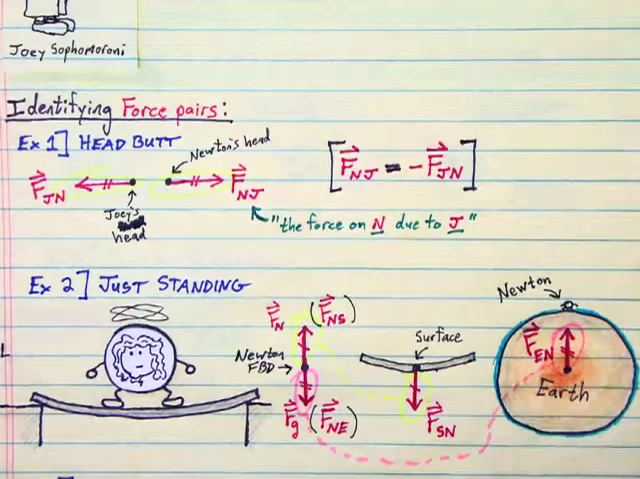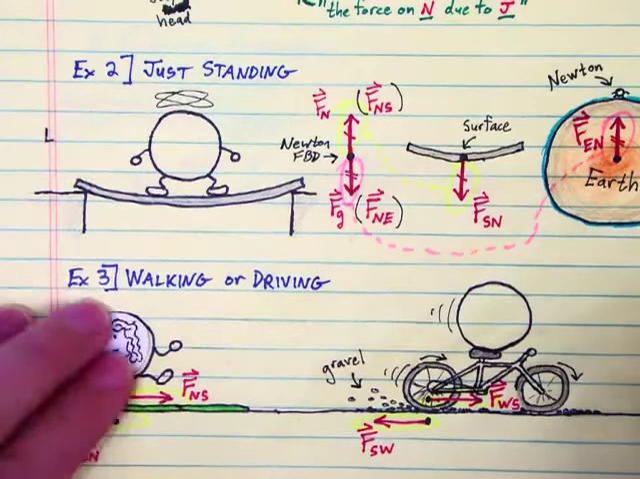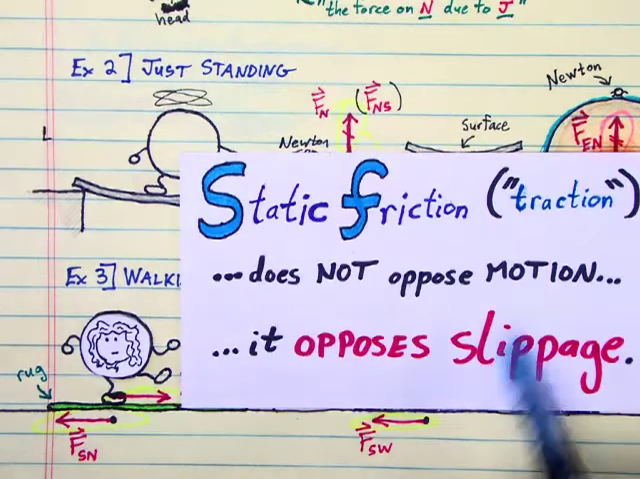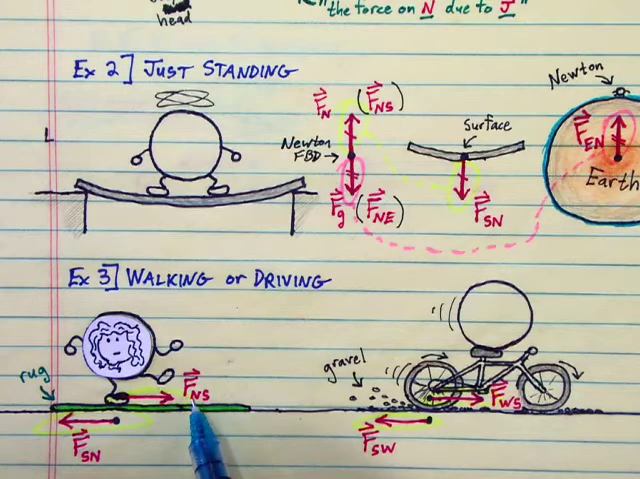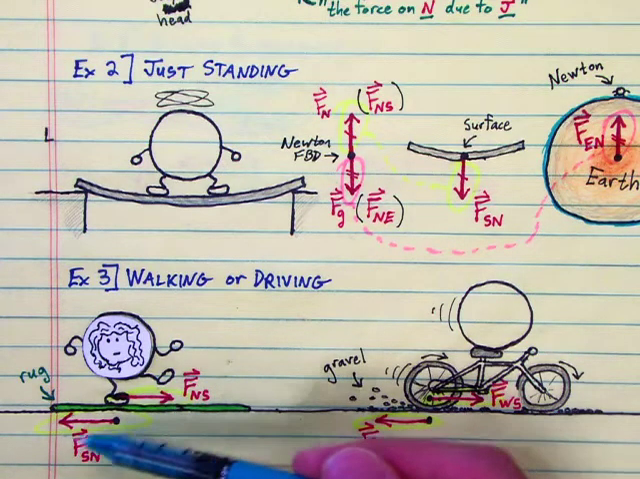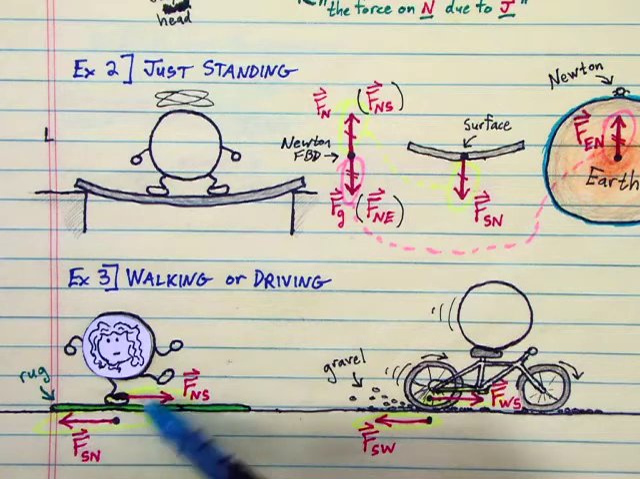Example 3. Suppose you're walking or driving along. In order to take a step, in order to propel yourself to the right across the floor, you need that static friction, that traction between the floor and your foot right there. So that would be this force on Newton due to the surface, that's static friction, pushing Newton to the right. But at the same time, Newton's foot would be pushing backwards on the floor, a force on the surface due to Newton. There's your equal and opposite Newton's third law pair.